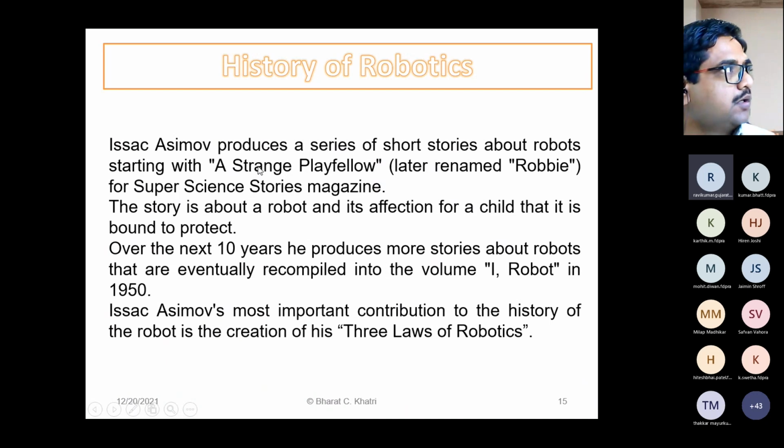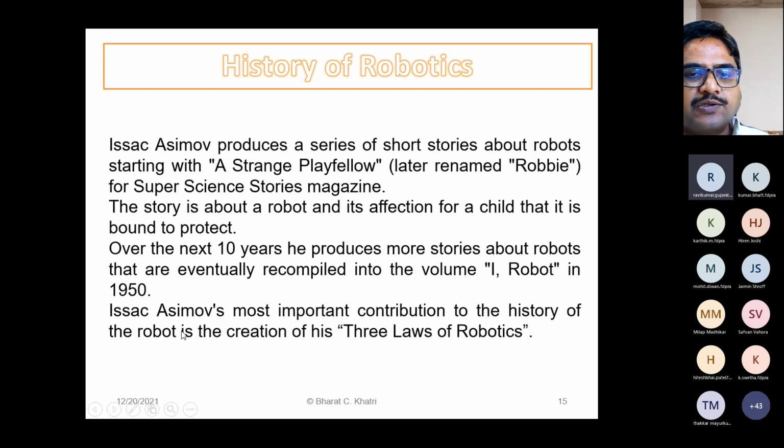Asimov produced a series of short stories about robots, starting with A Strange Playfellow, later renamed Robbie, for Super Science Stories magazine. So he wrote stories about robots in the Super Science magazine, and it's a picture about a child. Over the next 10 years, he produced more stories about robots, and he compiled those stories in one volume, I, Robot, in 1950.